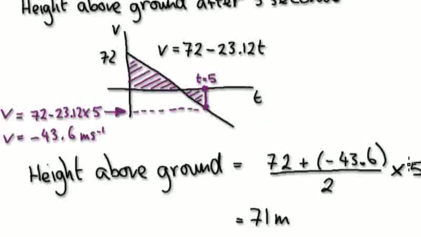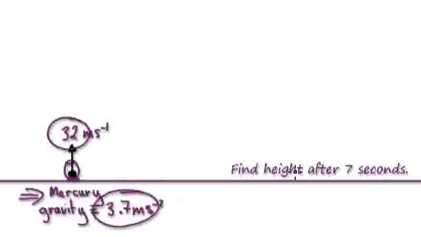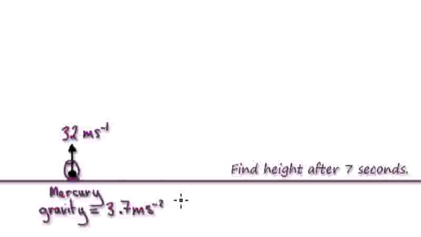Okay, next question. This is the next question here. Now we're on Mercury. We're going to fire it at 32 meters per second. Gravity is this on Mercury. Find the height above the ground after 7 seconds. Press pause and have a go.